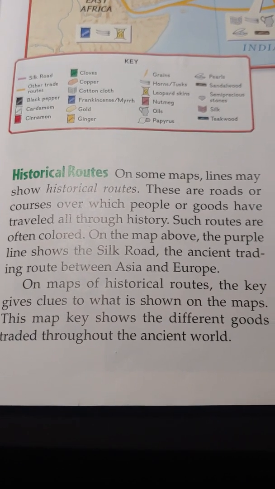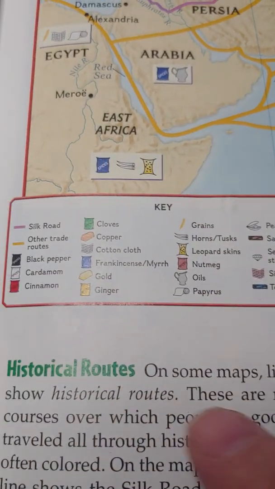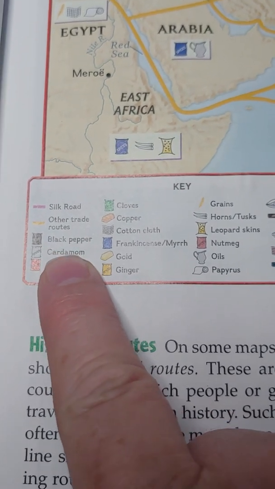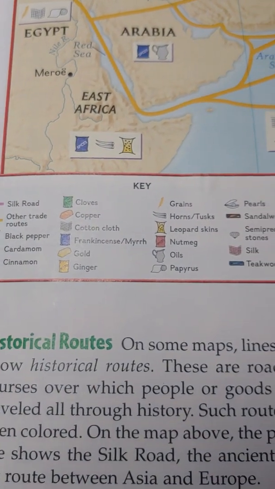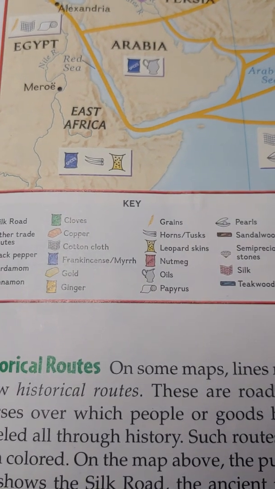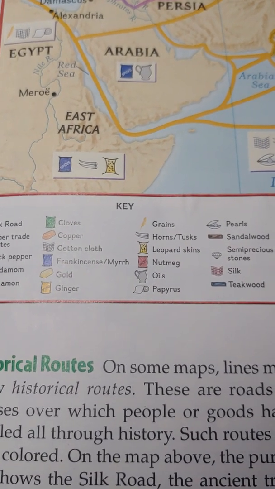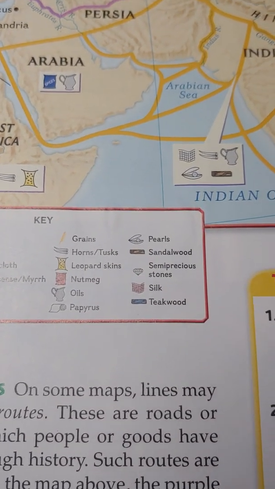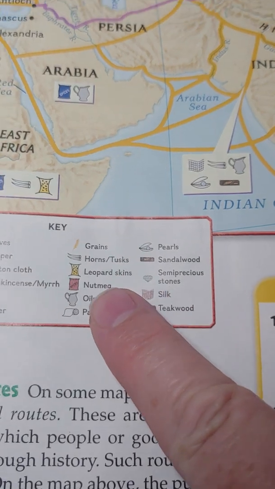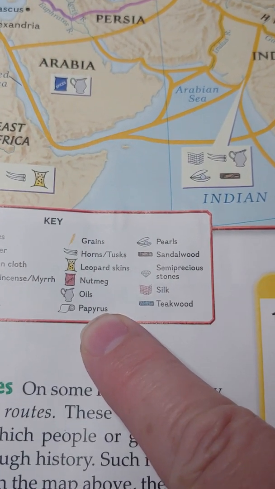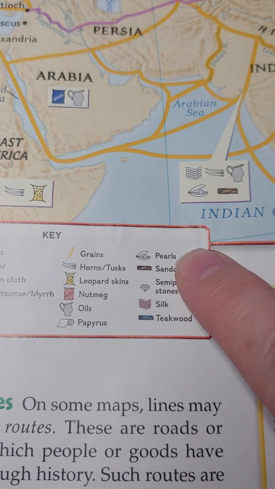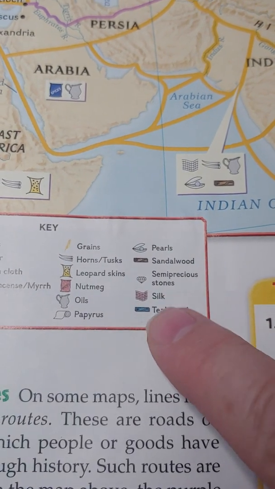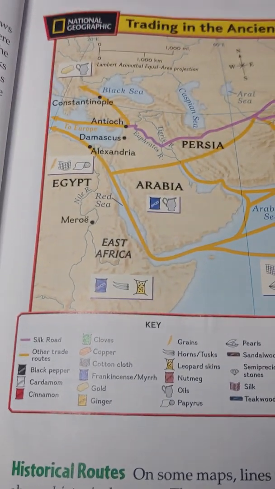On maps of historical routes, the key gives clues to what is shown on the map. This map key shows the different goods traded throughout the world. Okay, so here we're looking at the Silk Road. Other trade routes, we're looking at black pepper, cardamom, cinnamon, cloves, copper, cotton cloth, frankincense and myrrh, gold, ginger, grains, horns and tusks, leopard skin, nutmeg, oils, papyrus, pearls, sandalwood, semi-precious stones, silk, and teak wood. And here's the map we're looking at.